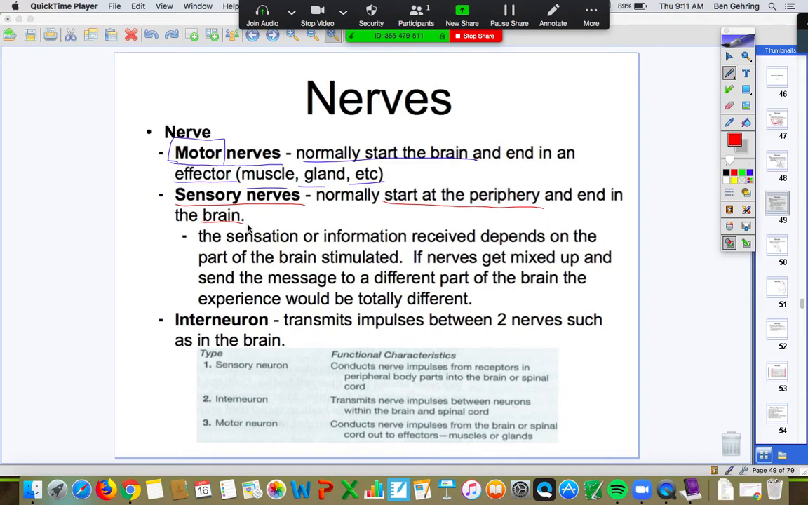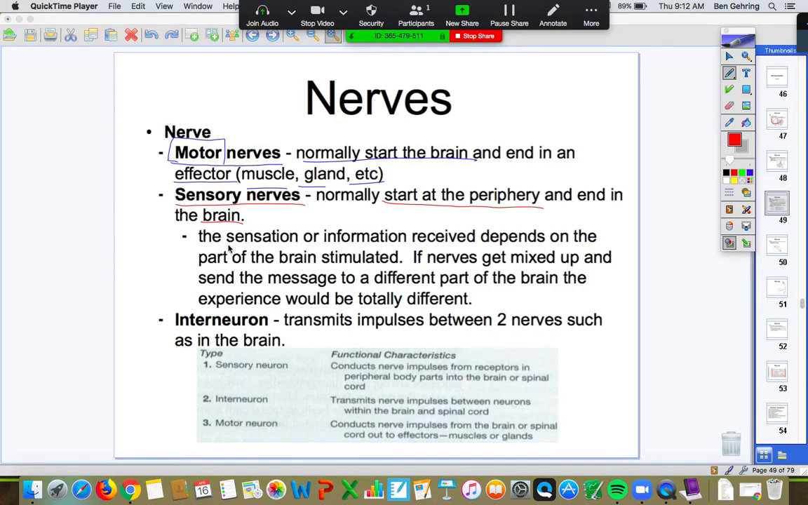Taste is all the same thing. Touch, taste, sight, smell, and hearing. The sensation you experience depends on the part of the brain stimulated.